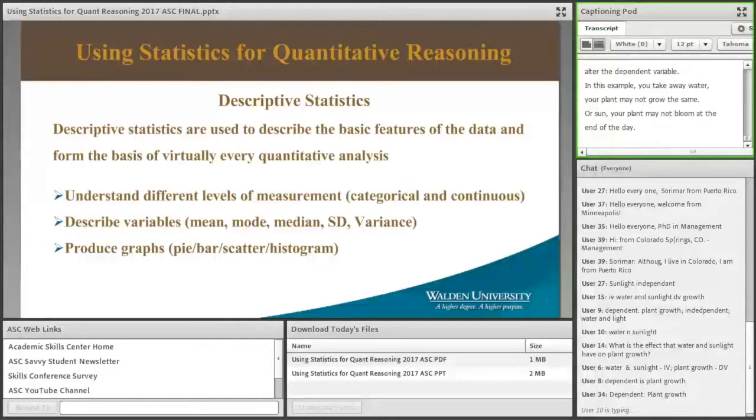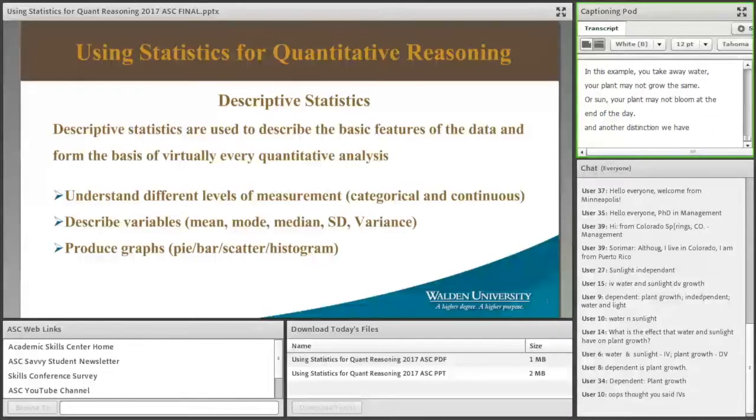And another distinction we have between variables lies in a level of measurement. That is the classification that describes the nature of information within the numbers assigned to variables. There are two overarching groups recognizable in the levels of measurement. One is called categorical variables and the other continuous variables. The categorical variables are nominal and ordinal.